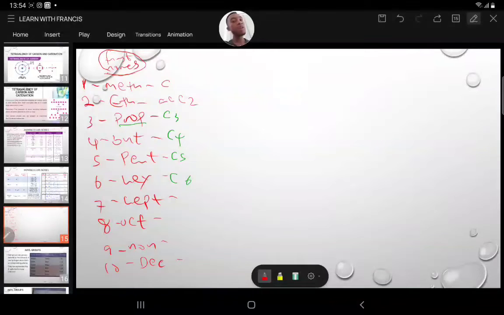So what will end this name will be dependent on the family the compound is in. So for instance, we have alkanes, we have alkenes, we have alkynes, we have alkanol. So these are all families.